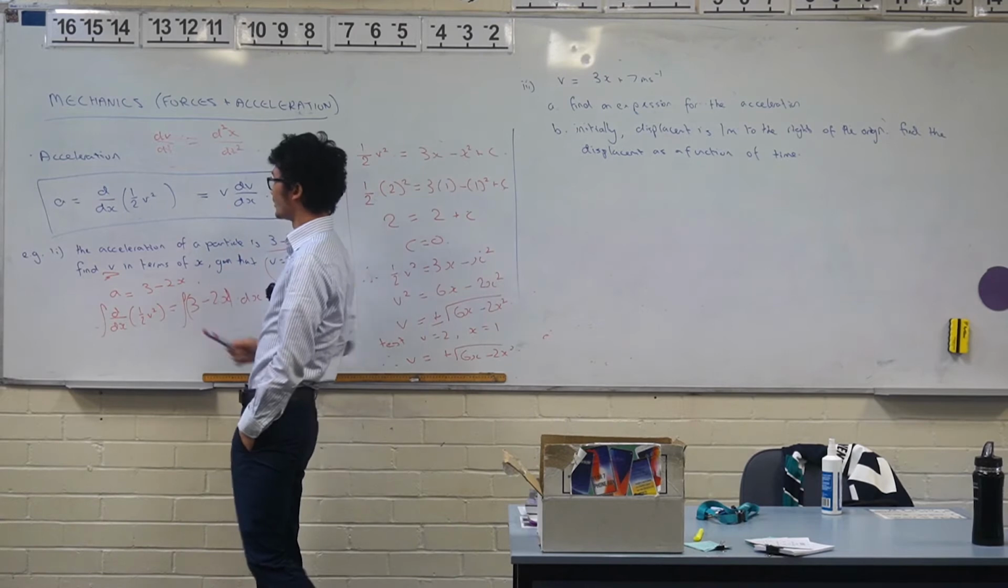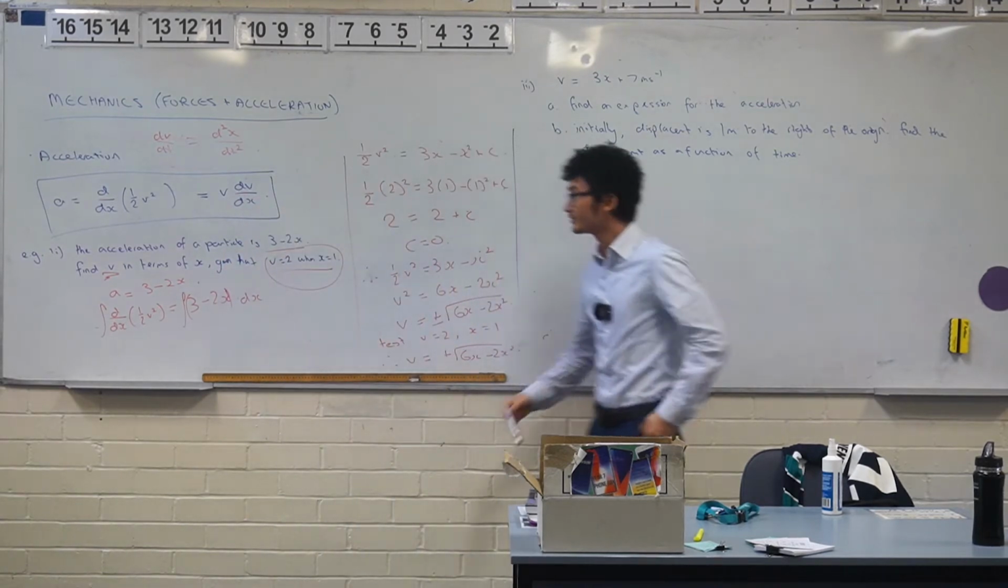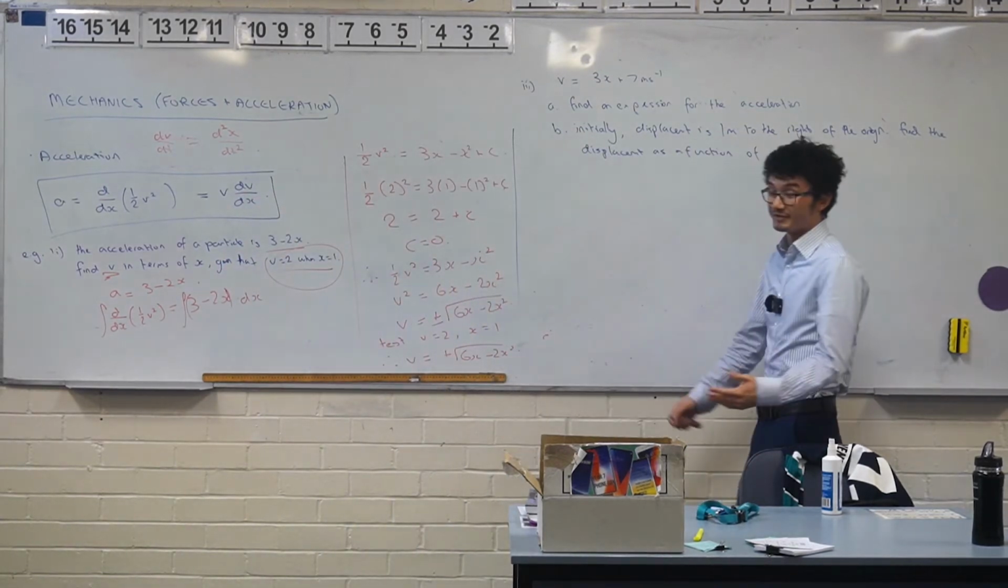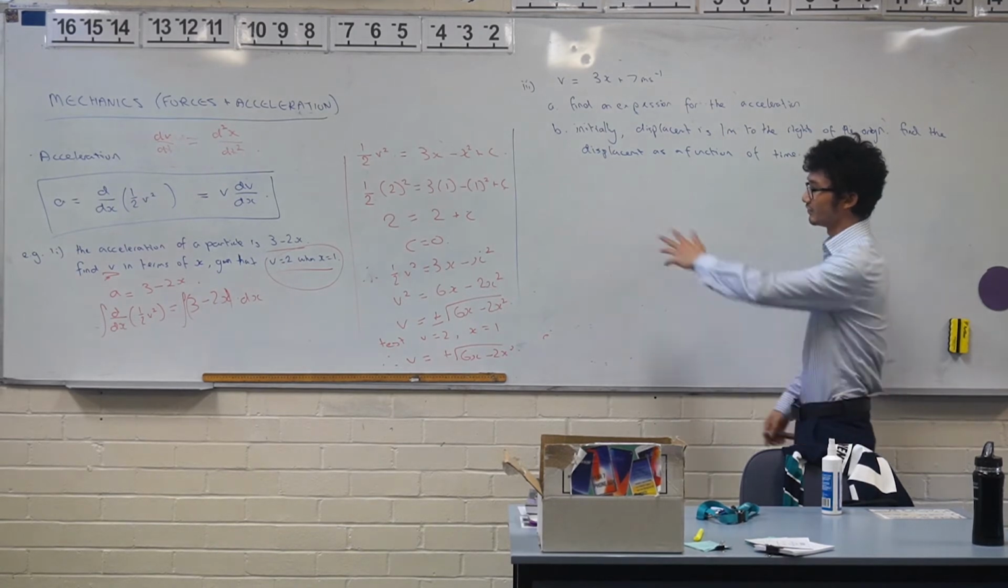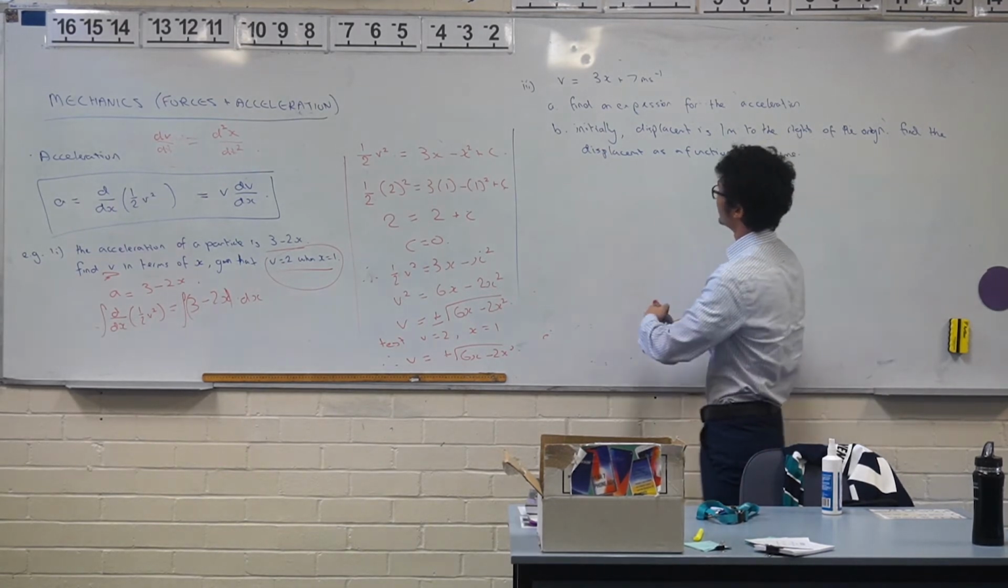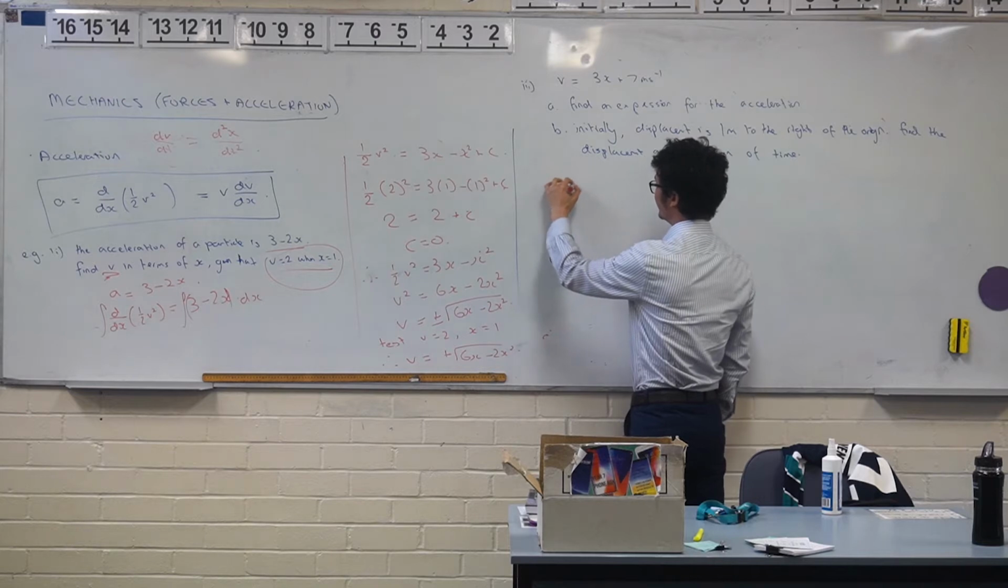You can either use d/dx of half v squared or v dv/dx. Both of them are fine. Some may be easier than others in given situations. Last time we used half v squared, so why don't we go ahead and try and use v dv/dx in this case.